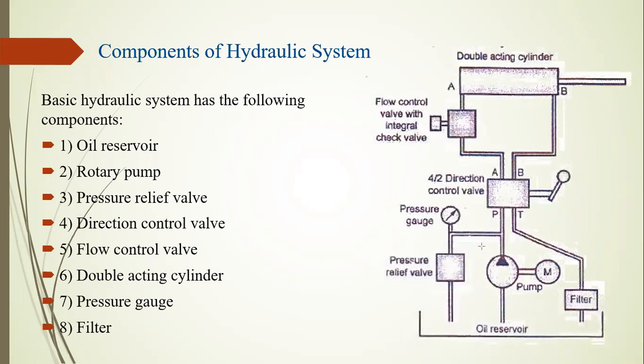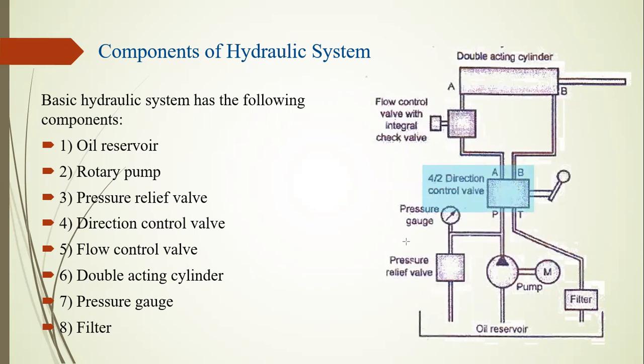The first portion of the hydraulic system is the hydraulic pump and motor set. What is the function of that? It gives pressurized oil from the oil reservoir to the hydraulic circuit. Then a pressure gauge is attached, so that you can know the operating pressure we are giving inside the line. Then comes the 4x2 direction control valve.